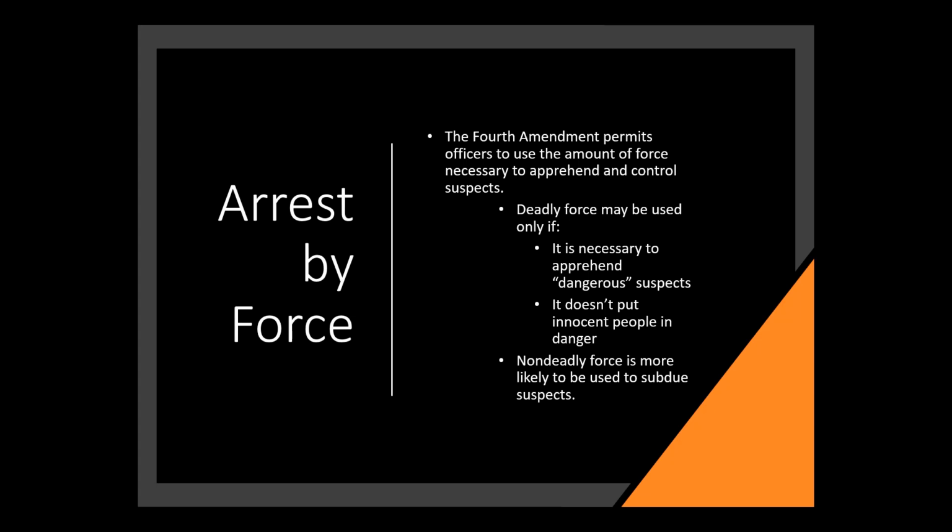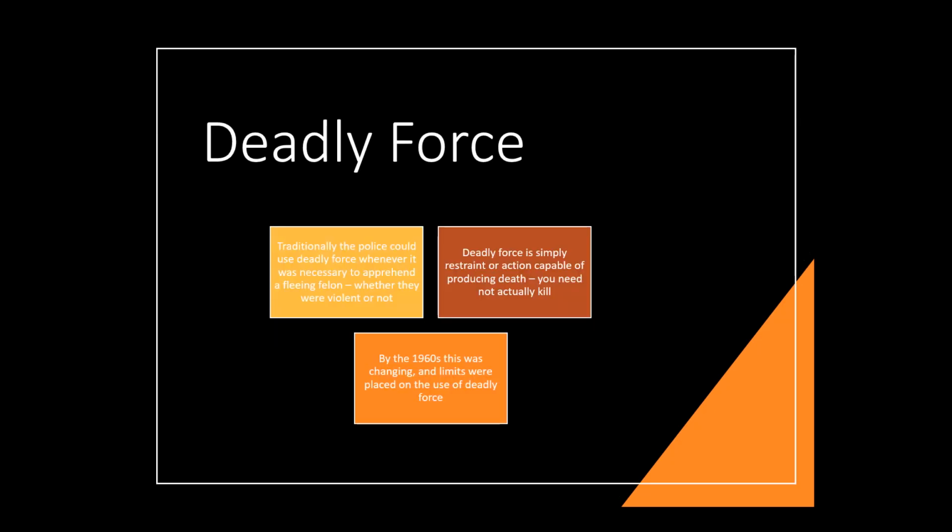So let's look at the next slide here, deadly force. Traditionally, the police could use deadly force whenever they wanted. And deadly force was simply anything capable of producing harm or death. You don't need to actually kill someone, but it's got to be serious harm. By the 1960s, limits were emerging on the use of deadly force.